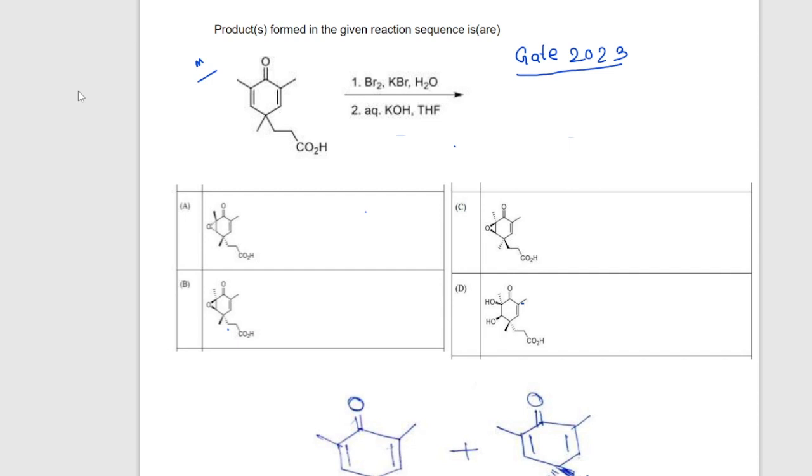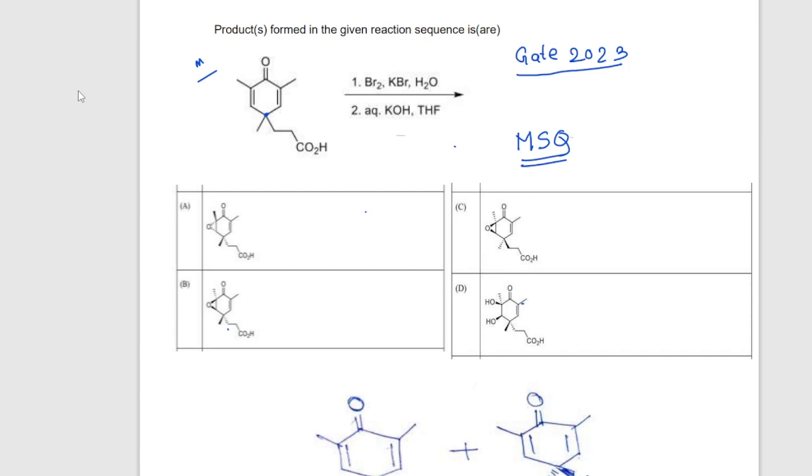So you can see that on this carbon they just mention stereochemistry. Obviously, there are two possibilities of the product. So this is an MSQ. One thing I have to mention is that this is an MSQ, so one or more than one option is correct. So we can elaborate this: there are two stereoisomers.